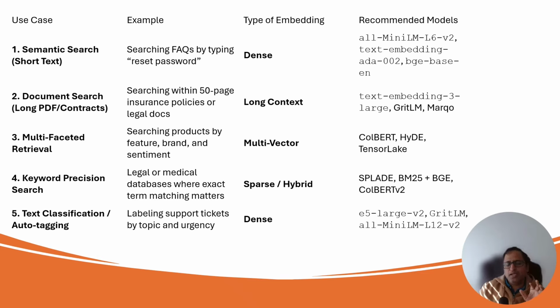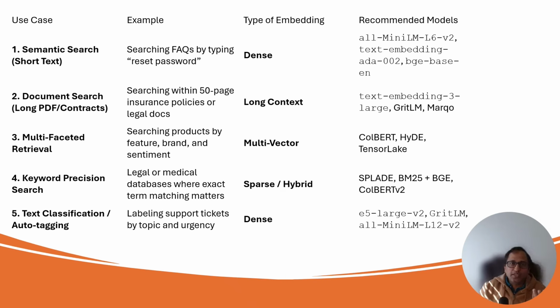So typically we see that in the majority of cases where you're building a RAG or a semantic search, dense embeddings are really a good choice. But in specific cases you might also consider different types of embedding, like long context or multi-vector, as I told, in case of document search or very domain specific search. Again, you can use a different type of embedding model.